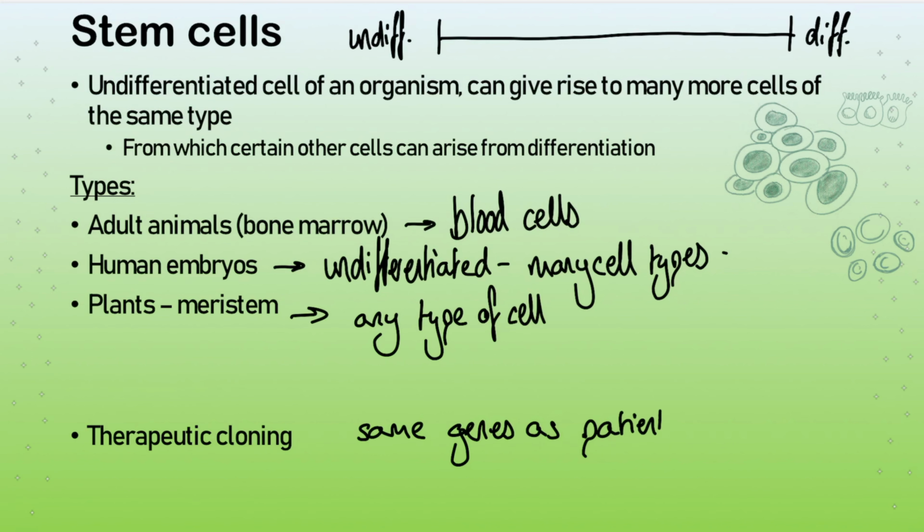And this basically means that we're able to produce stem cells which have exactly the same genetics as the patient, and therefore these stem cells that are put into the patient are not rejected by the patient's immune system because they are genetically identical. So they're used in medical treatment.